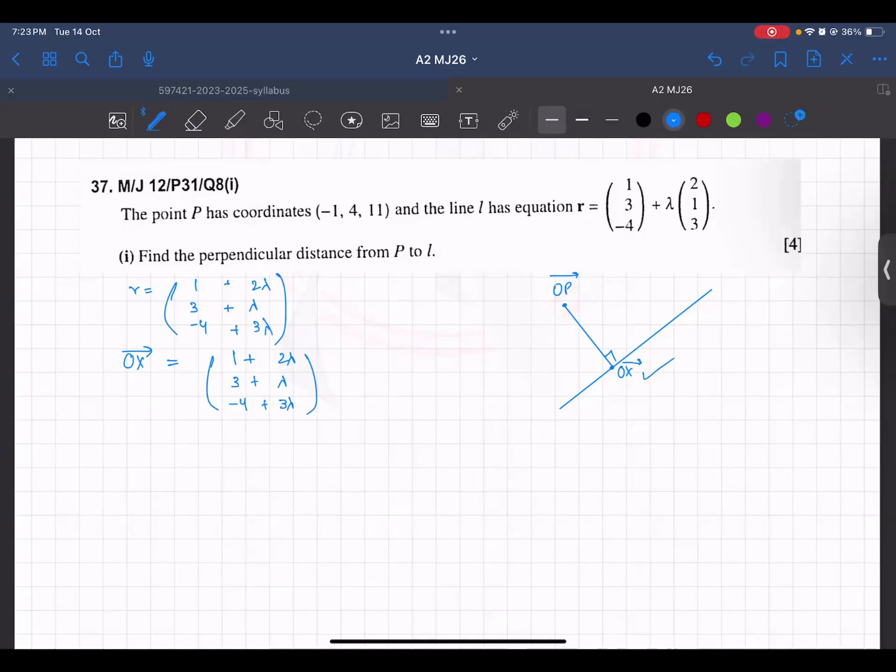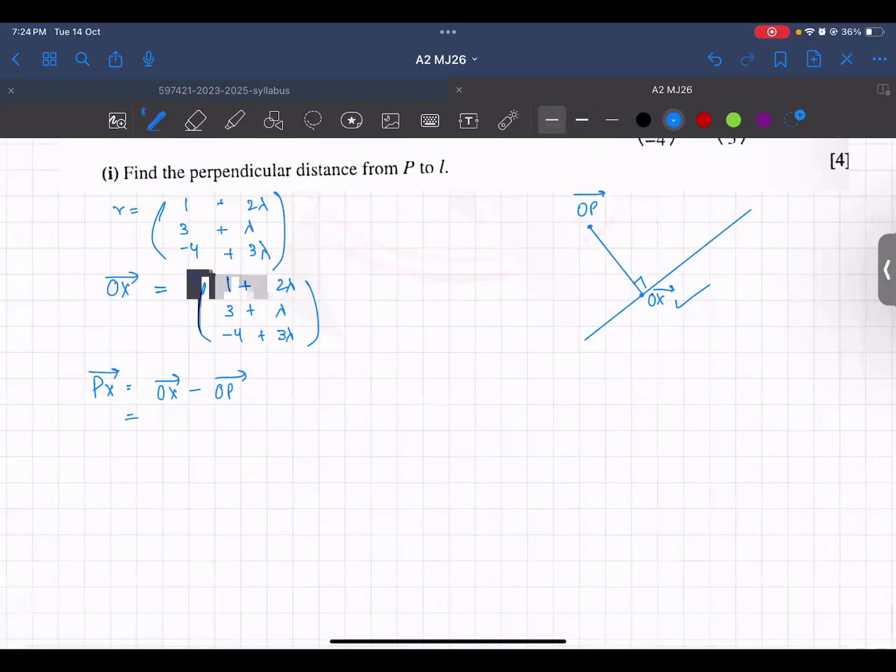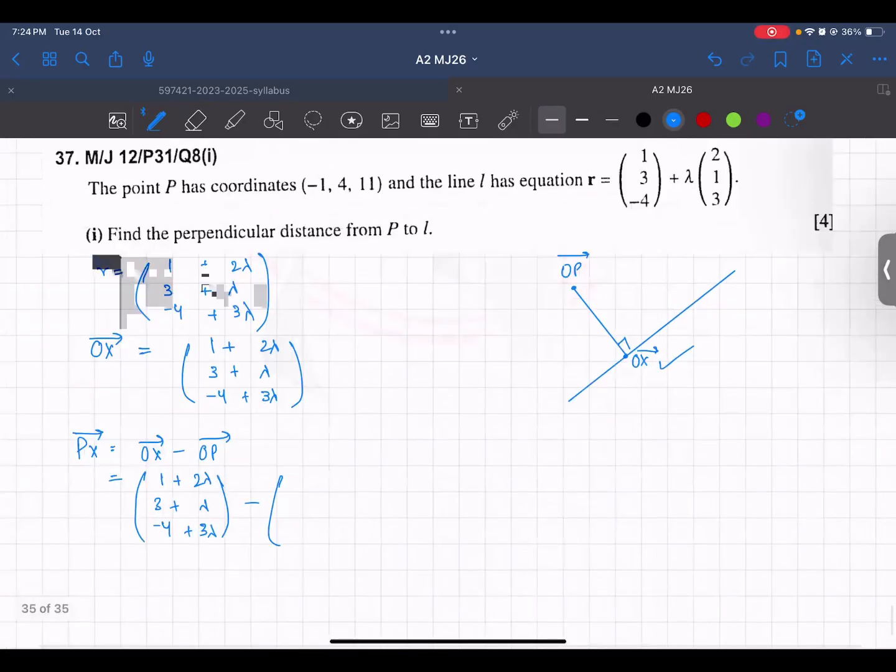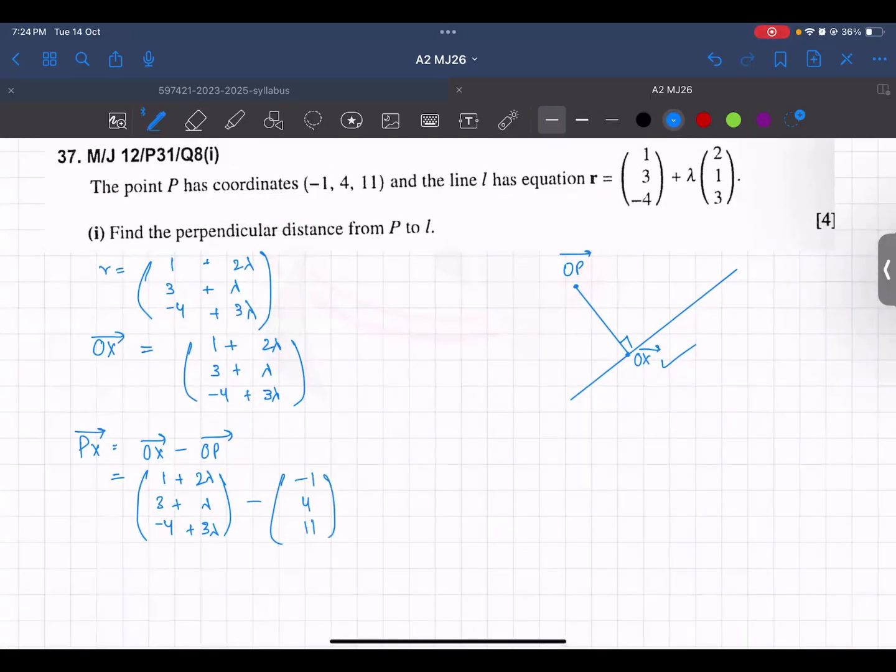Now we can find PX. PX will be OX minus OP. OX we have found: 1 plus 2 lambda, 3 plus lambda, minus 4 plus 3 lambda. Minus OP, which they gave us: minus 1, 4, 11. If you simplify, you will get 1 minus minus 1, which is 2, so 2 plus 2 lambda. 3 minus 4 is minus 1, so minus 1 plus lambda. And minus 4 minus 11 is minus 15, so minus 15 plus 3 lambda.